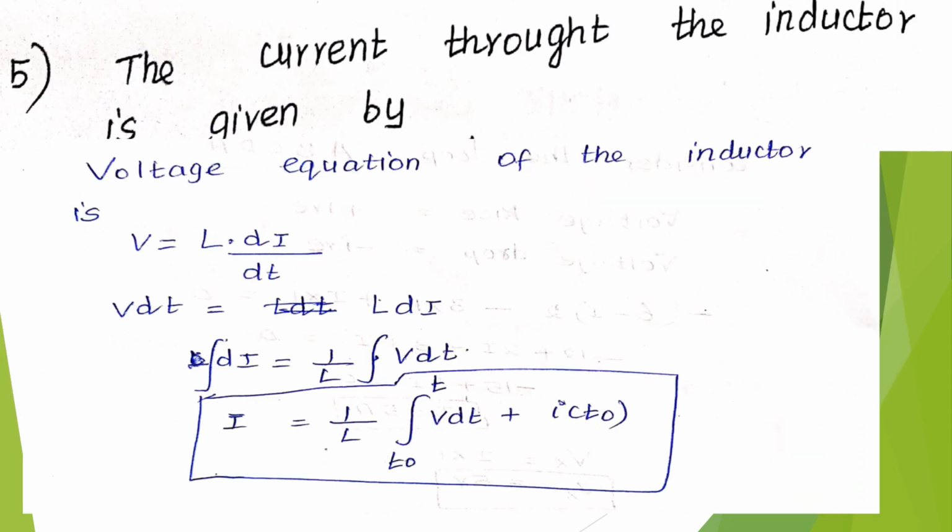And next, the current through the inductor is given by. First of all, have to write the voltage equation of the inductor. V is equal to L into di by dt. So V dt equal to L into di. Then take the integration on both sides. So here di, that is equal to 1 by L into integral V dt. So I is equal to 1 by L integral T0 to T V dt plus I of T naught.